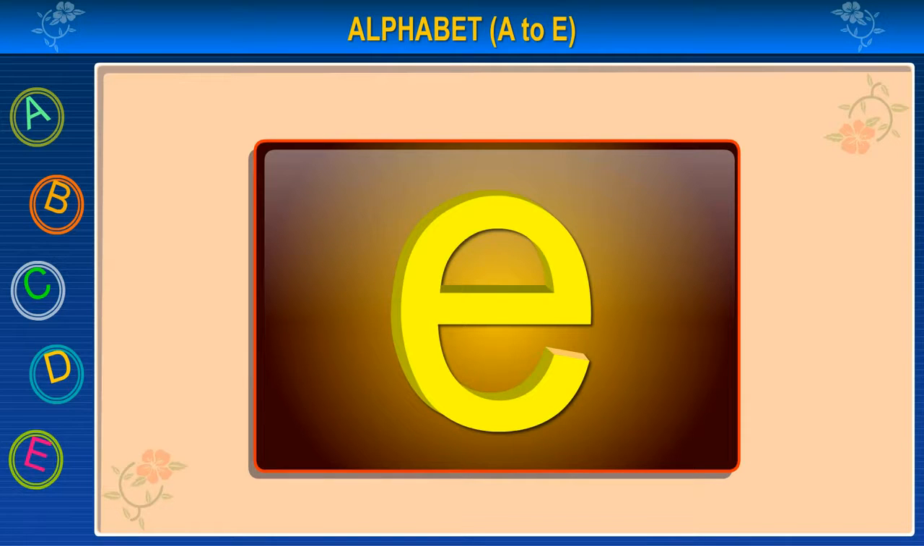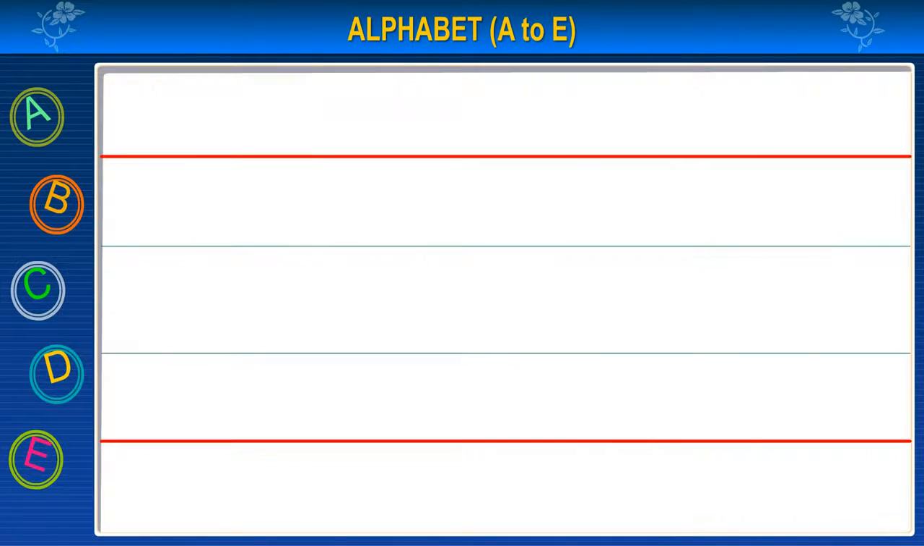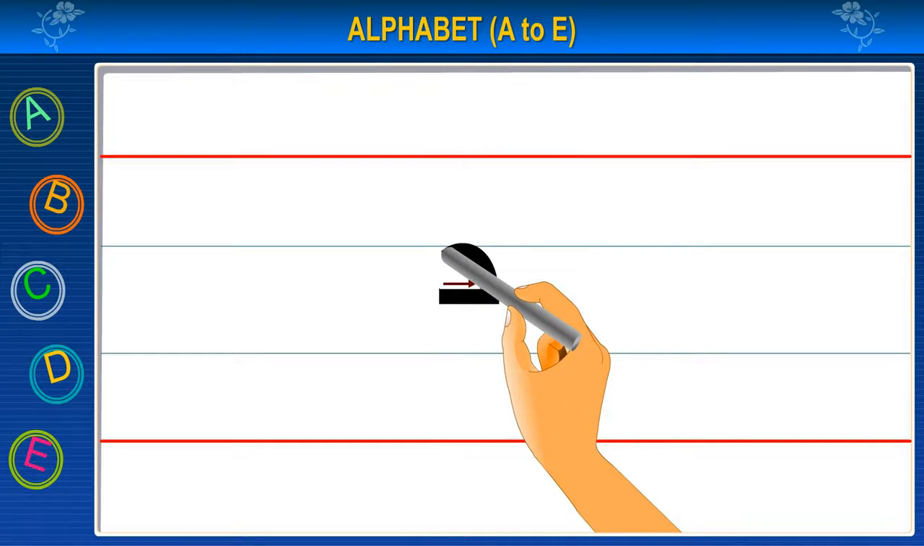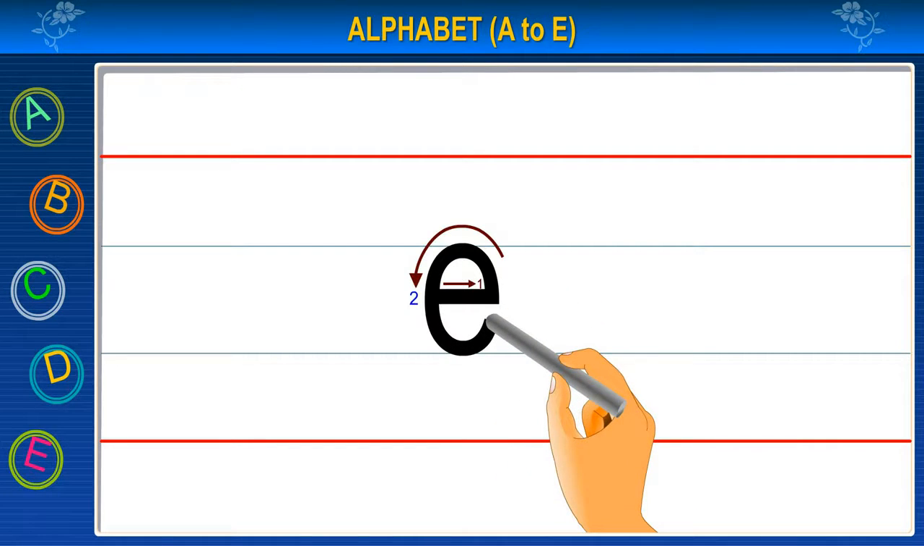Small e. Draw a small sleeping line in between the two blue lines from left to right. From there, draw a right curve by touching the left end of the sleeping line and to reach the second blue line. This is small e.